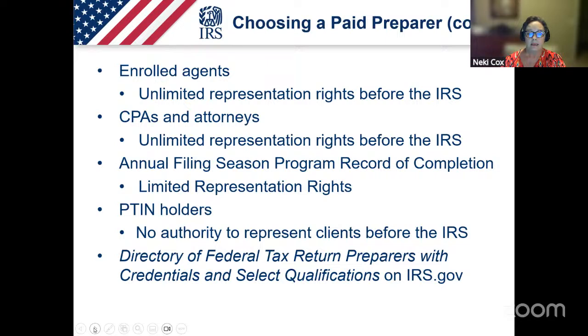Now, there is something called the Directory of Federal Tax Return Preparers with Credentials and Select Qualifications. It is a public directory that IRS has with certain tax professionals. It's a database that's searchable, where it includes the name, the city, the state, and the zip code of attorneys, CPAs, enrolled agents, enrolled retirement plan agents, and enrolled actuaries with valid PTINs, as well as annual filing season program record of completion recipients. So to find that in the little search box on irs.gov, you're going to enter Directory of Federal Tax Return Preparers with Credentials and Select Qualifications, and you'll find a link to that database.